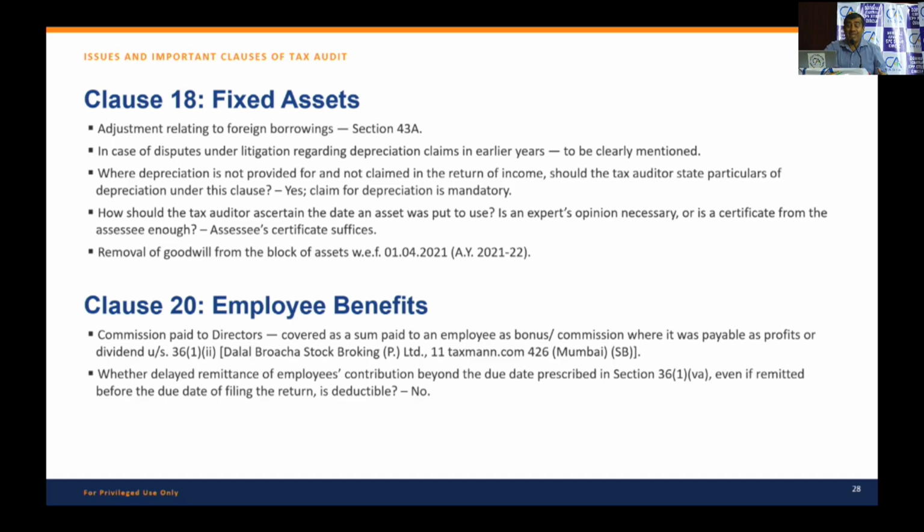You have to maintain the reconciliation. As and when they are realized, you will have to keep on adding to your block of assets. To that extent, your additions in books of accounts and your additions under the Income Tax Act may differ.